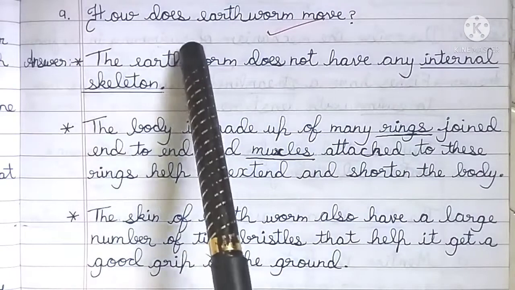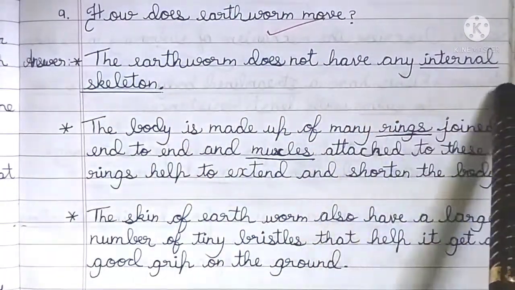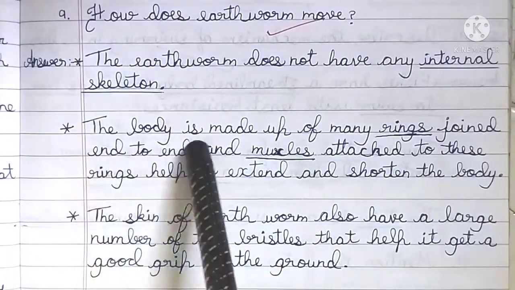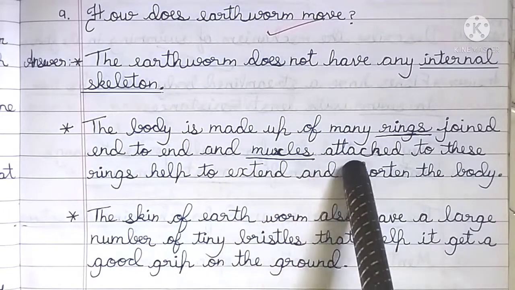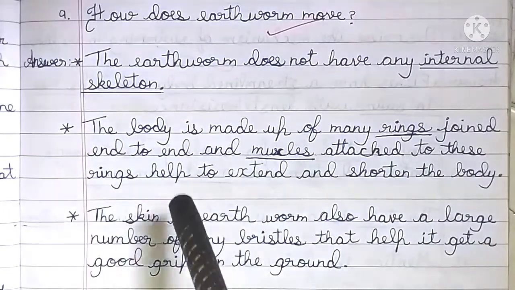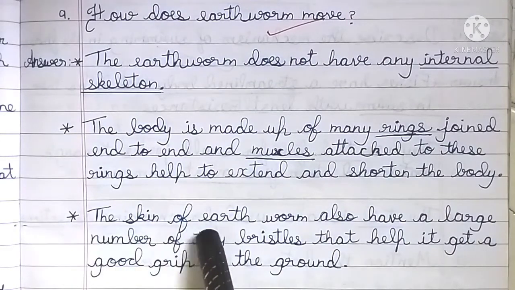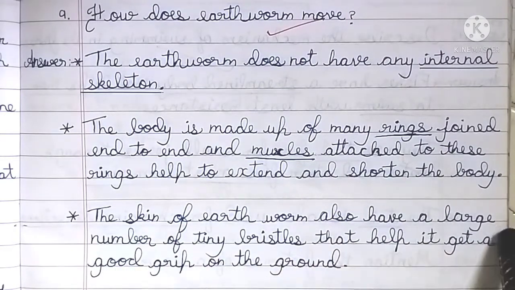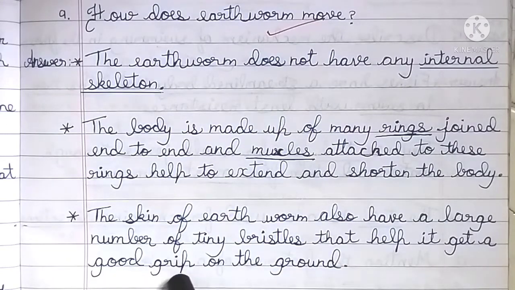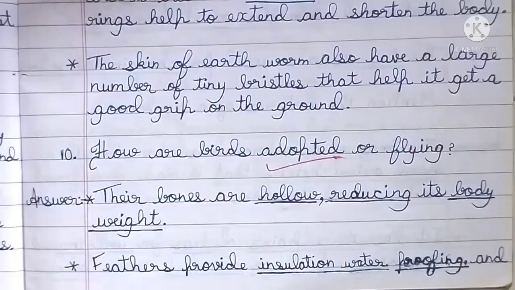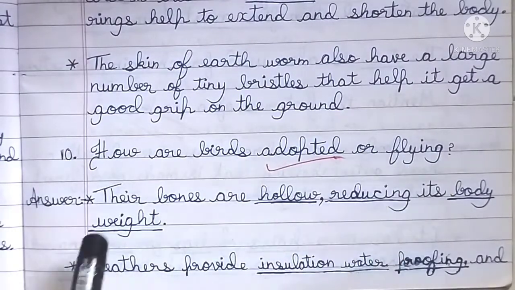Ninth one, how does an earthworm move? Answer. The earthworm does not have any internal skeleton. The body is made up of many rings joined end to end, and muscles attached to these rings help to extend and shorten the body. The skin of the earthworm also has a large number of tiny bristles that help it get a good grip on the ground.